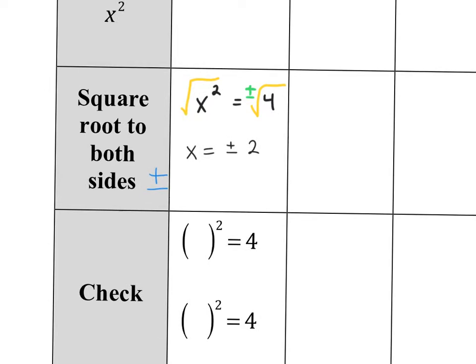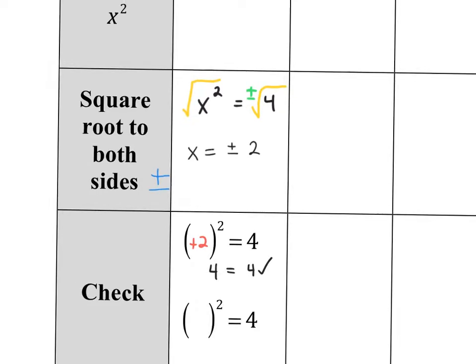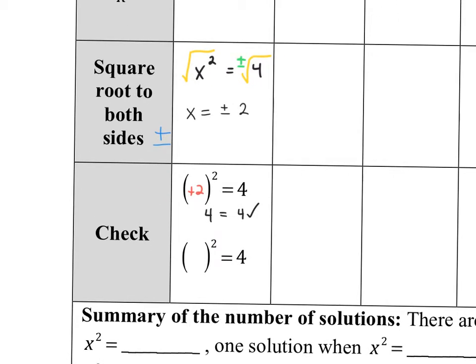Why? Because a positive 2, when you square it, you get a 4. So 4 equals 4. Turns out that when you substitute a negative 2 into the original problem, you also get a positive 4, and that works out as a check as well.